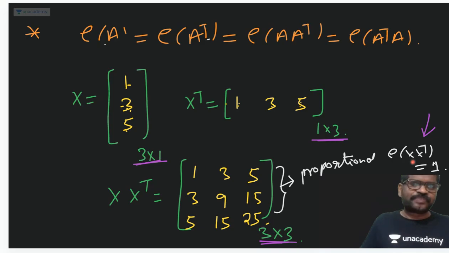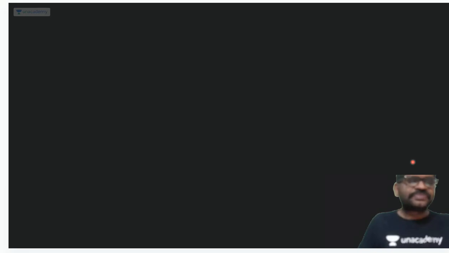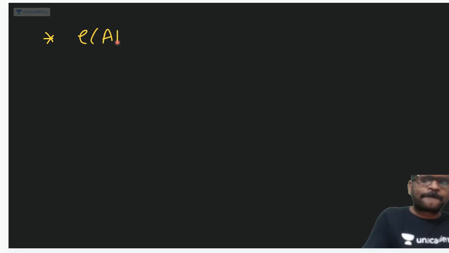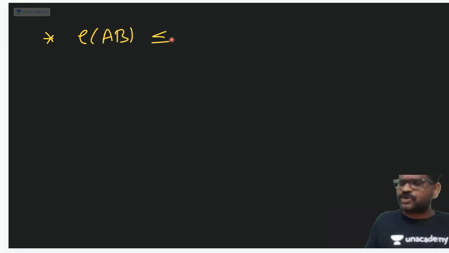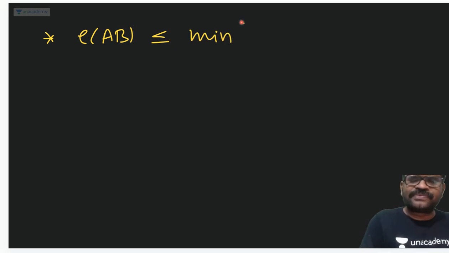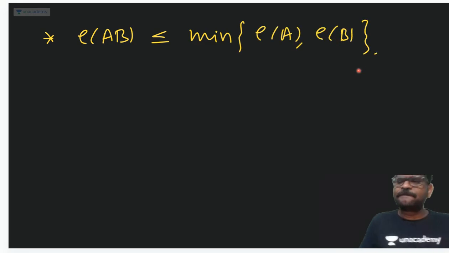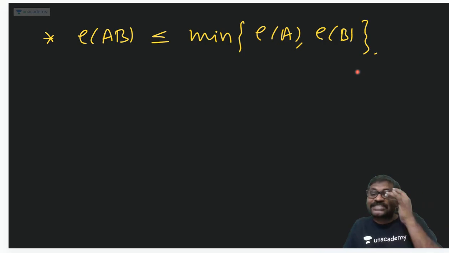Next property. Rank of AB less than or equal to minimum of rank of A comma rank of B. Let me explain the properties first. I am coming to the problems later. Rank of AB less than or equal to minimum of rank of A comma rank of B.